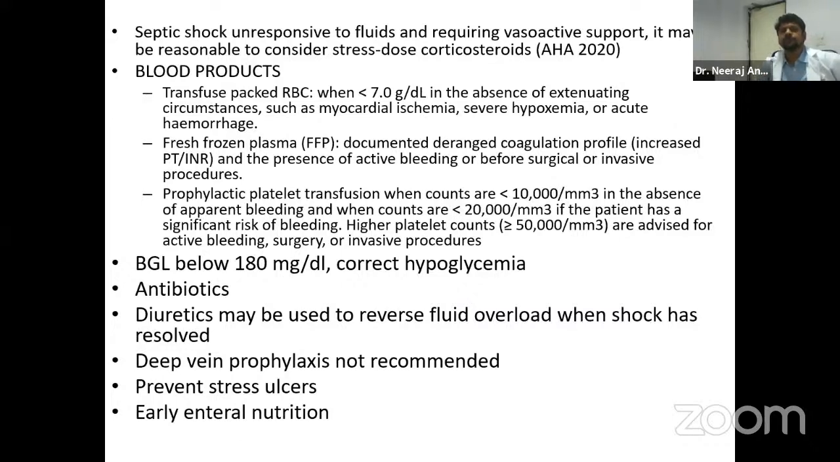So if the patient is not responding to fluid therapy and not responding to vasoactive therapy, then we might consider stress dose corticosteroid in these patients. Blood products: we have to transfuse packed RBCs if the patient is having hemoglobin less than 7 gram per deciliter in case of patients of hemorrhage, or if the patient is having severe hypoxemia, or if the patient is having signs and symptoms suggestive of myocardial ischemia.